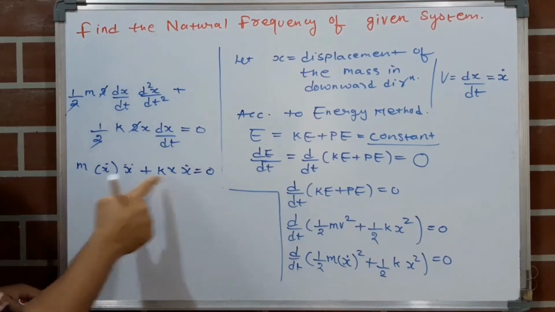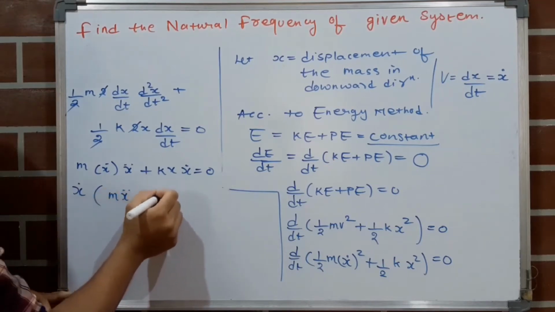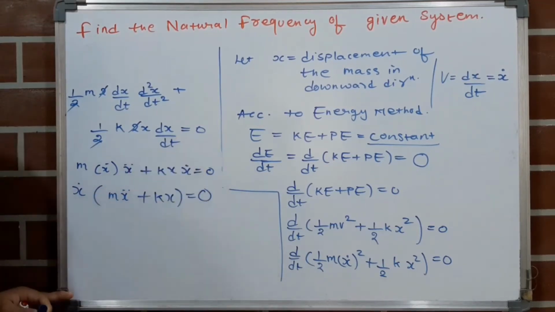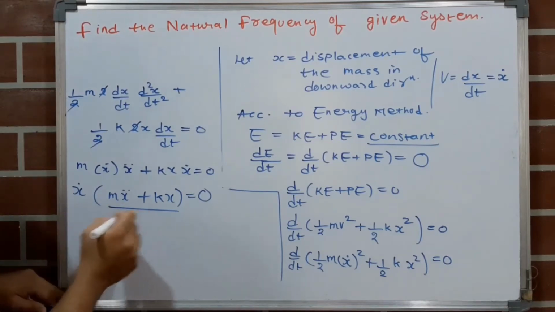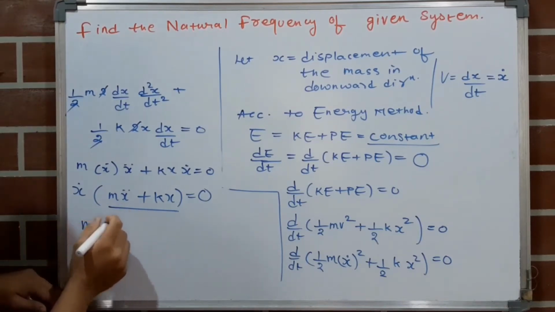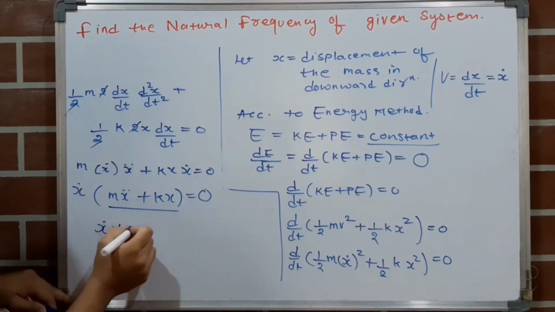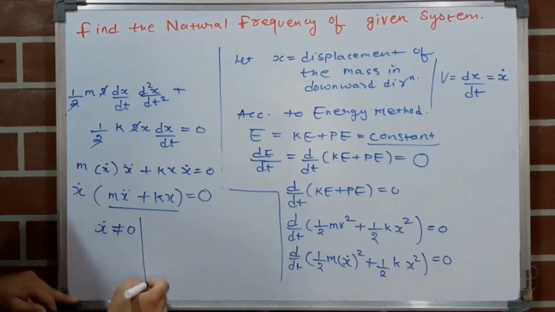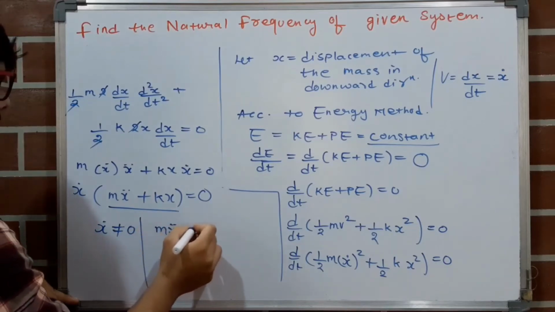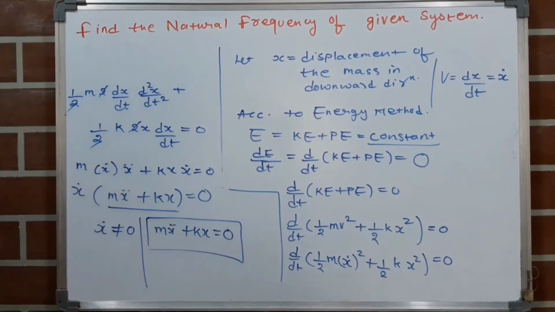So now you can see we are getting x dot as common. Bringing x dot out, we will get m x double dot plus kx is equal to 0. You can notice that we are getting the fundamental equation of a free vibrating system. From this equation we can see that x dot can never be 0. Why? Because x dot is velocity, and velocity can never be 0. So the remaining term, m x double dot plus kx, will be 0. So this is the equation of motion of the free vibrating system.